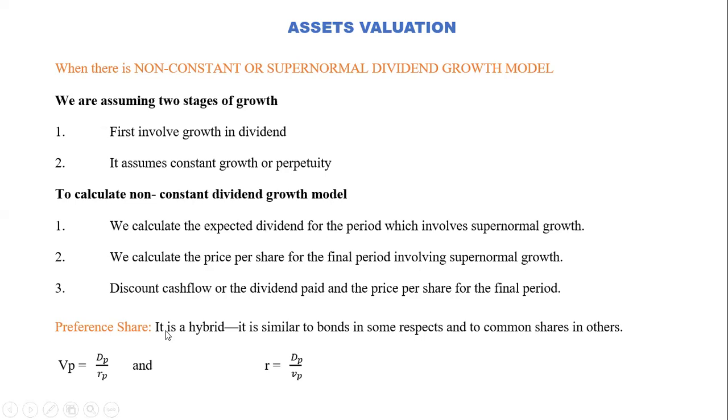Preference shares. Although the preference shares are also shareholders, they have a fixed rate, right? Now, normally, we see preference shares to be hybrid. And why are they hybrid? We say they are hybrid because they have certain features of ordinary shares and certain features of bonds.